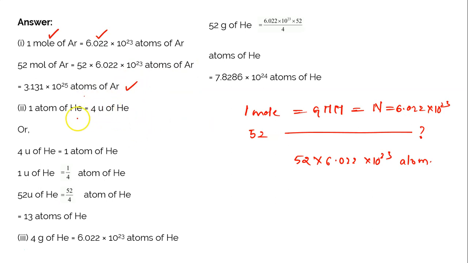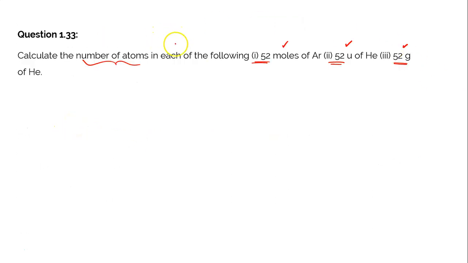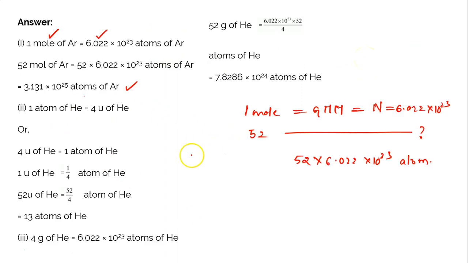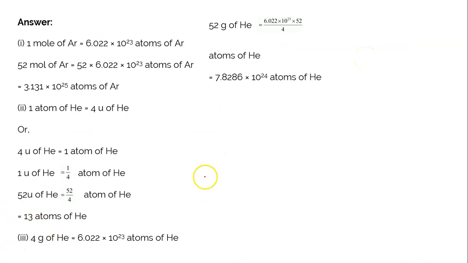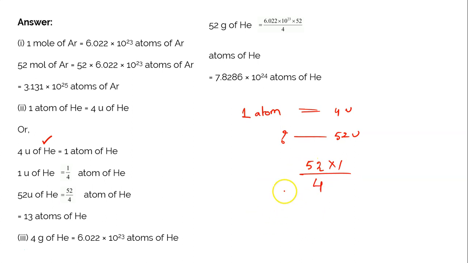Now in the second part of the question, they were talking about how many atoms are present in 52 atomic mass units of helium. When it comes to helium, 4 atomic mass units of helium is equal to 1 atom. As in 1 atom of helium will be weighing equal to 4 atomic mass units. And now you are talking about 52 units of helium. So how many atoms will this be? Cross multiply again. 52 into 1 divided by 4, which is nothing but 13 atoms of helium.